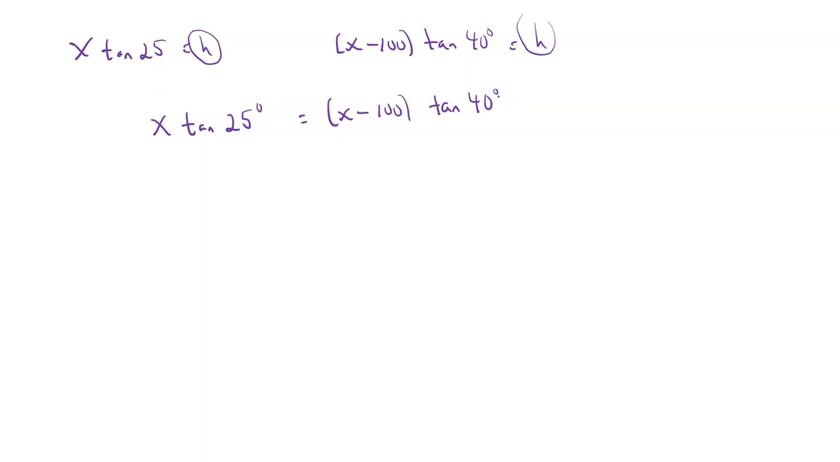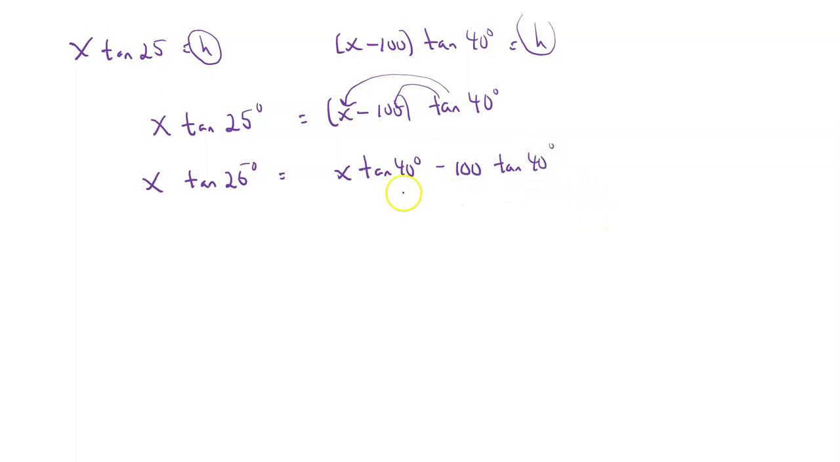So, good news, bad news. Good news is we got rid of one of our variables. We're now down to just having x as a variable. The bad news is we got messy trig equations. That's all right. We've survived worse. So x times the tan of 25 degrees equals, over here, remember, the tan of 40 is just a number, so we'll get x times the tan of 40 degrees minus 100 times the tan of 40 degrees.